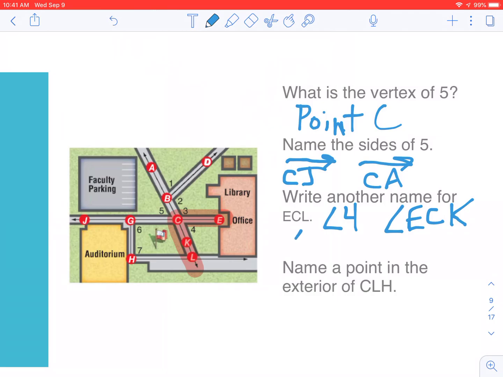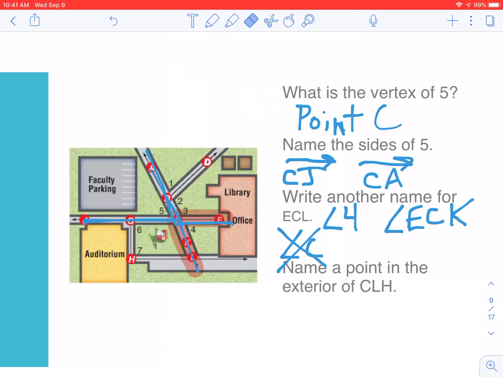We cannot name it angle C. Why can't we name it angle C? Because there are 1, 2, 3, 4 angles that have C in them, and we get confused about what they were. So the only other names we can write are angle 4 and angle ECK.